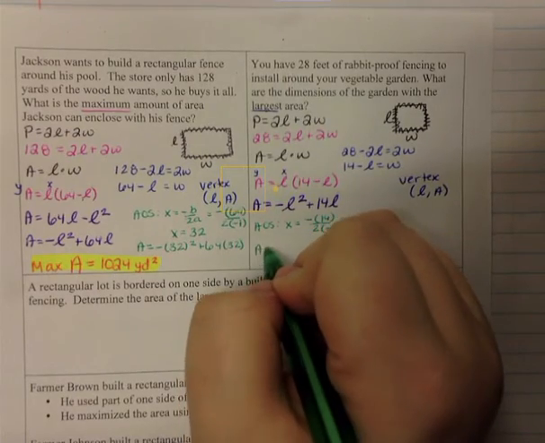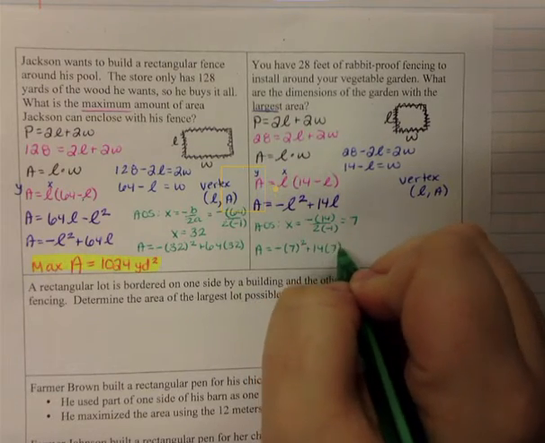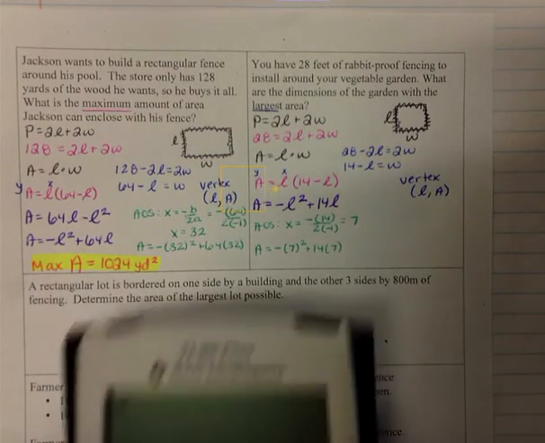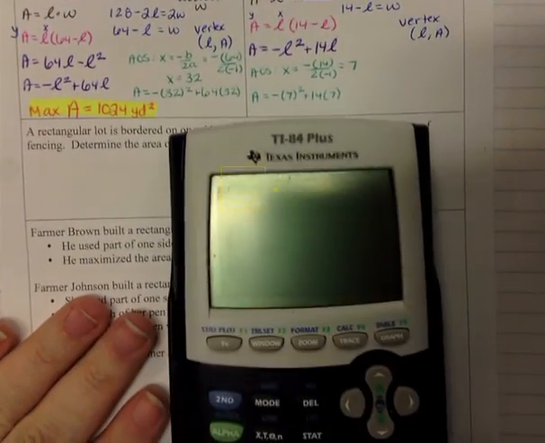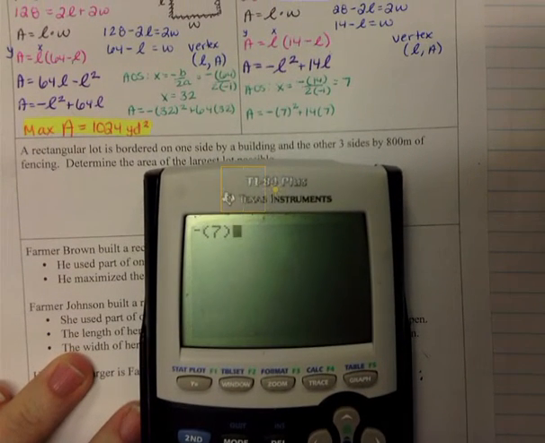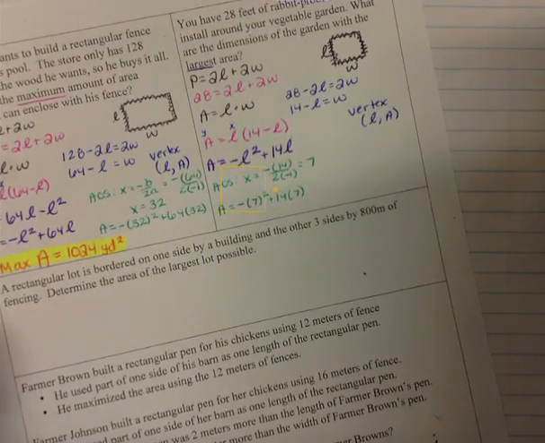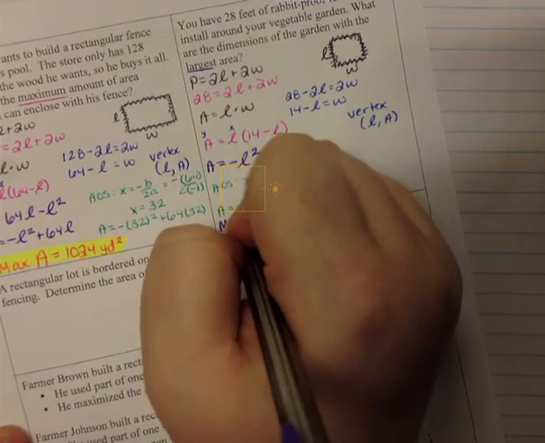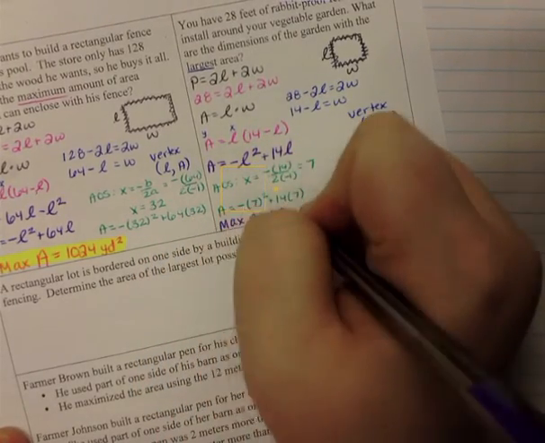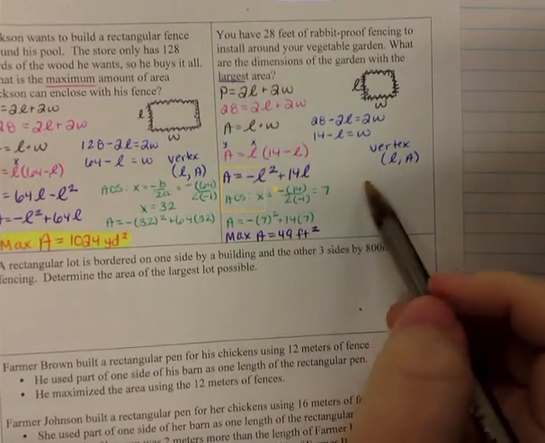So our area is going to be equal to negative times 7 squared plus 14 times 7. So we have negative parentheses 7 close parentheses squared plus 14 parentheses 7 close parentheses. So our maximum area is 49 feet squared. I'm going to put this out here: max area is equal to 49 feet squared. So to have the largest area, we have to have a length of 7.